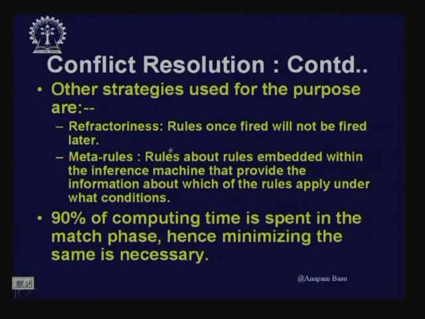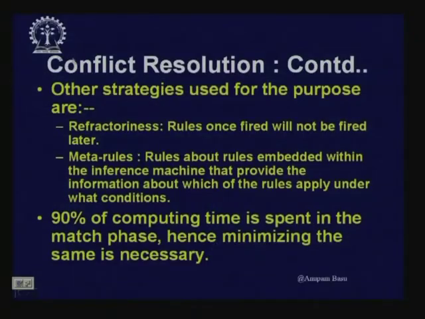Okay, that's one thing. Another very important approach is to use meta rules. What is meant by meta? Meta knowledge means knowledge about knowledge. So it's another level higher. Meta rules are rules which encapsulate the knowledge of how to use rules. So whenever there is a conflict, we use a set of rules to resolve that conflict. Such rules are known as meta rules. So rules about these rules are embedded within the inference machine that provide the information about which of the rules apply under which condition. Now the execute phase is just taking the decision.